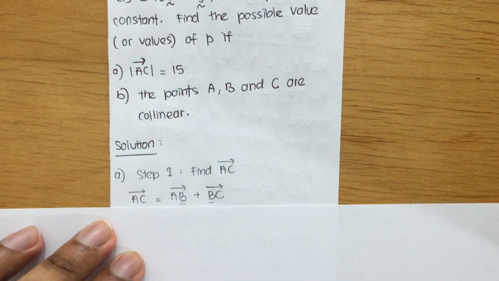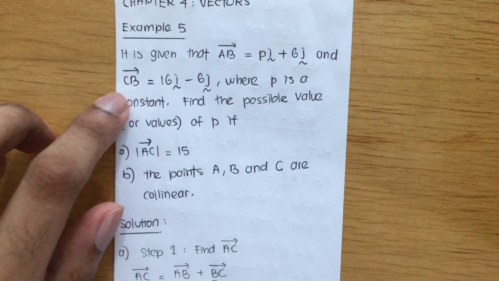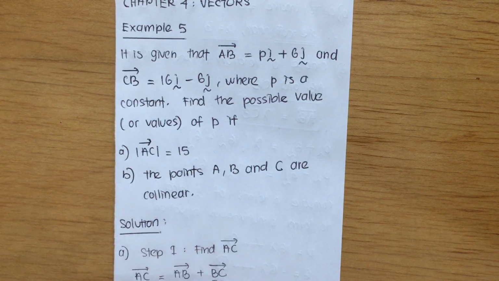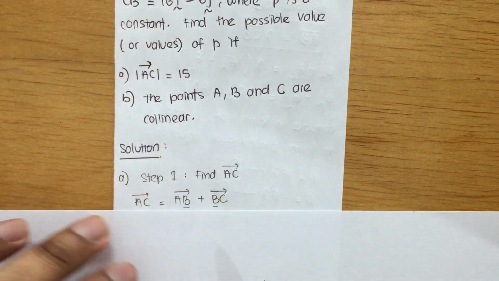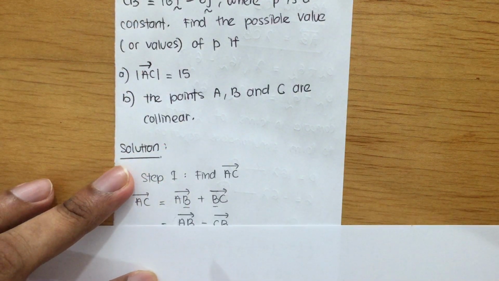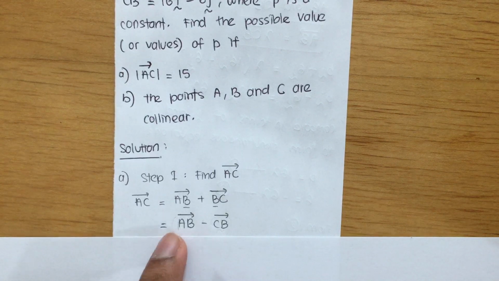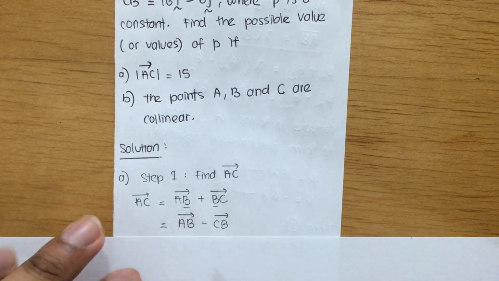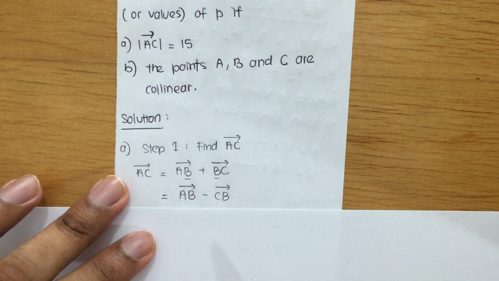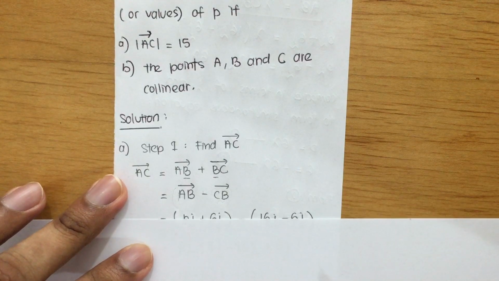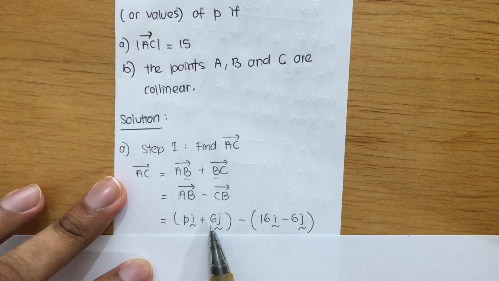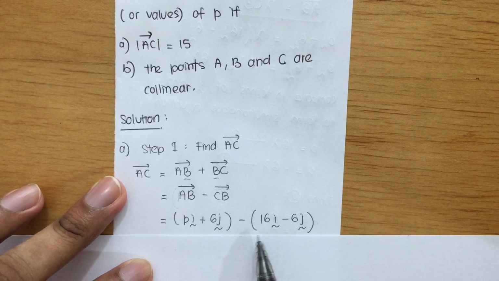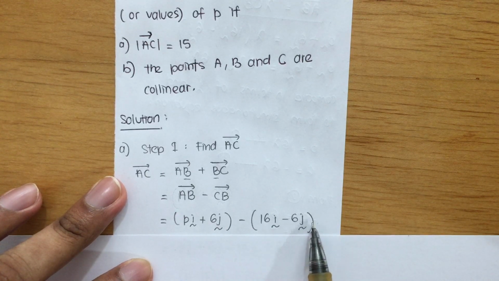But then the question is only given as CB, not BC. So in order to change to BC, you need to times with the negative CB guys, which is minus. So vector AB minus vector CB. Okay, proceed to the next step. So vector AB is given as Pi plus 6j and then you minus with 16i minus 6j. Okay, you times in the negative value.